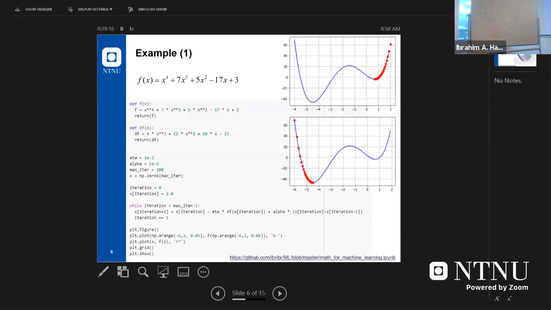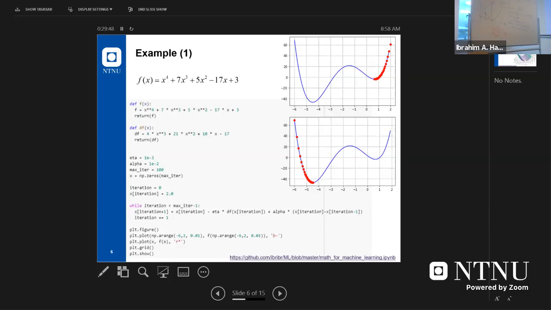But in fact, this alpha is the momentum term, if you want to add a momentum term. The momentum term will be a constant multiplied by delta x, which is the current x minus the last x, the previous one. And I just run it, as we are expecting, this is a function, and this function has a global minimum.